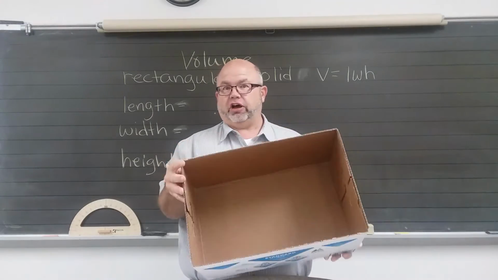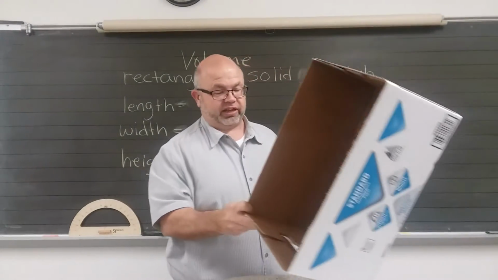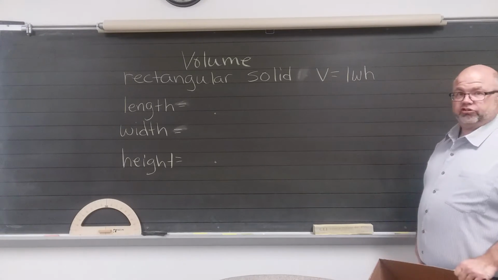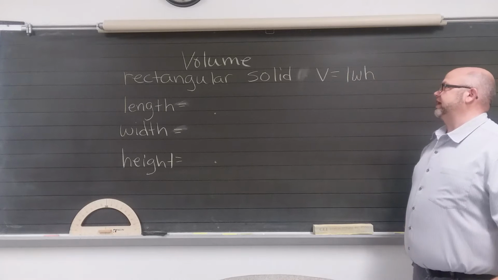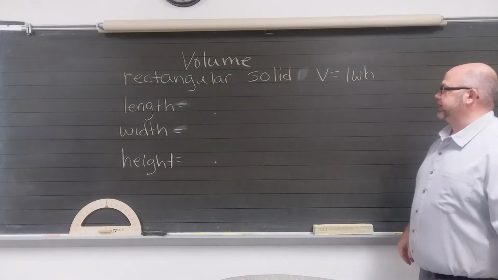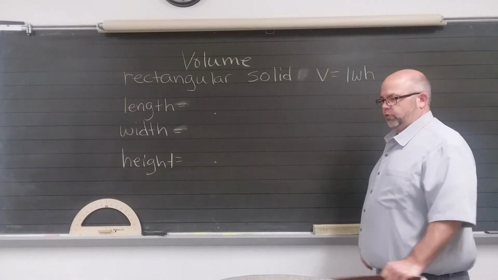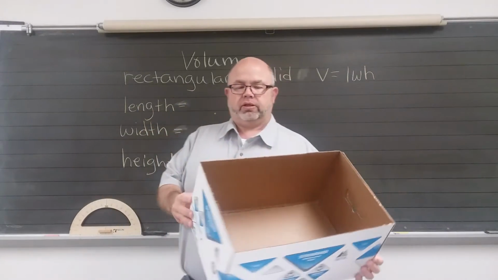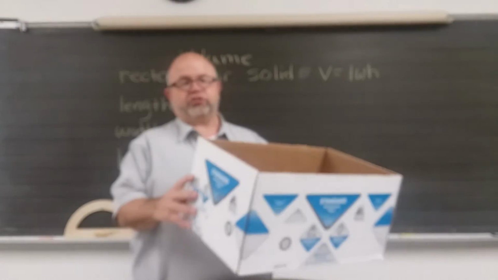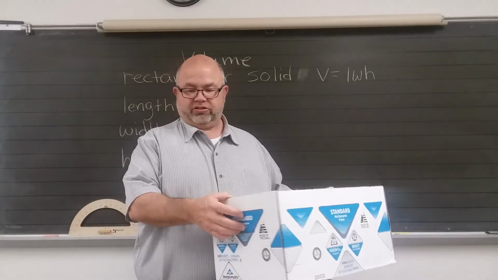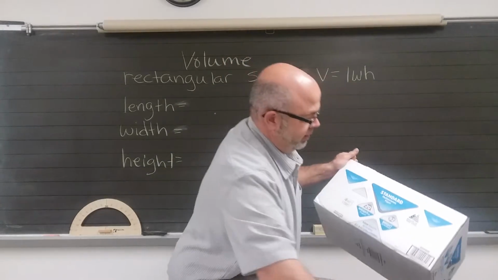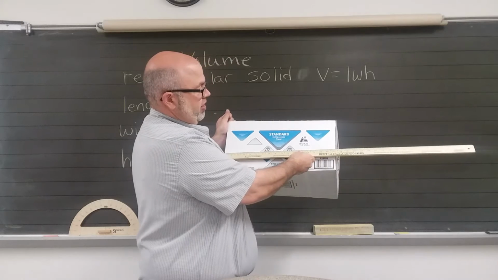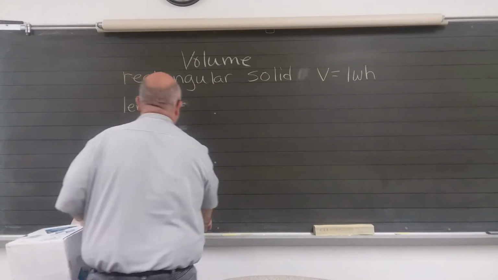The formula for the volume of a rectangular solid or a box like this is simply LWH. What does it mean when the letters are right beside each other? That simply means multiplication. Length times width times height. All right? So on a box, you have three dimensions. You have length, the long way, length, it's about 17 inches.